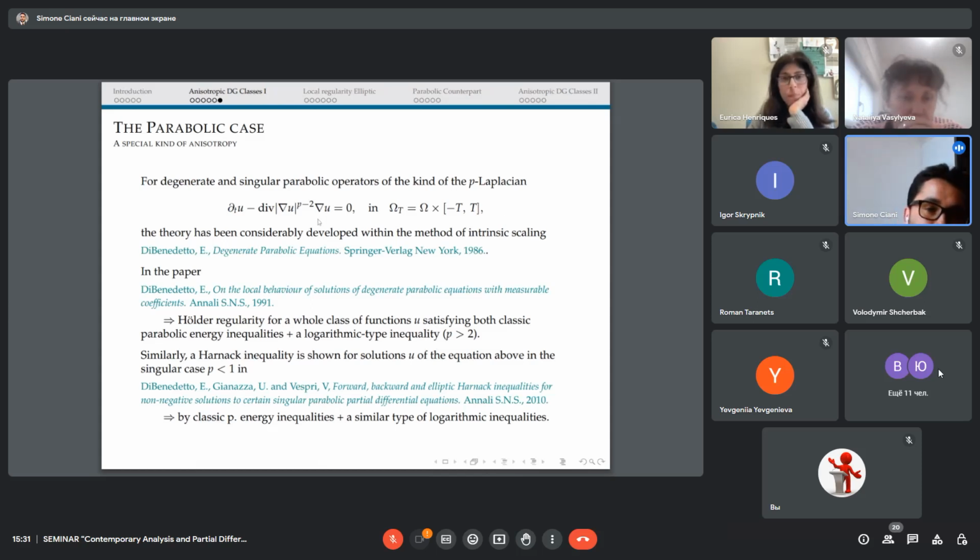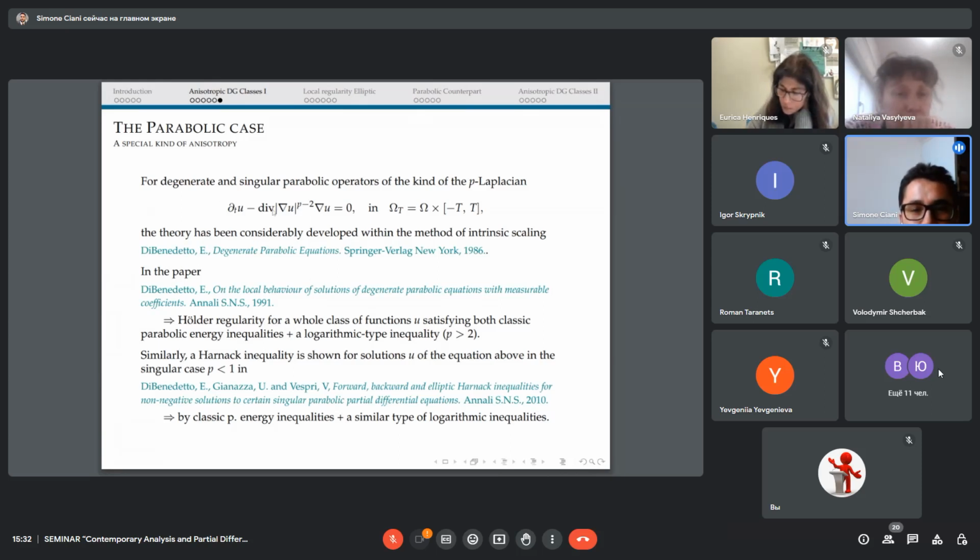There are two main cases, like usual: when p is smaller than 2 and when p is greater than 2. In the second case, we say that the equation is degenerate because the modulus of ellipticity goes to 0 as soon as the gradient vanishes. In the first case, we say that the equation is singular because the modulus of ellipticity explodes to plus infinity when the gradient goes to 0. In this second interval of p, when the equation is singular, the equation is mainly driven by the elliptic counterpart. About the degenerate one, Di Benedetto proved in 1991 that Hölder regularity for the whole class of the functions u is true.